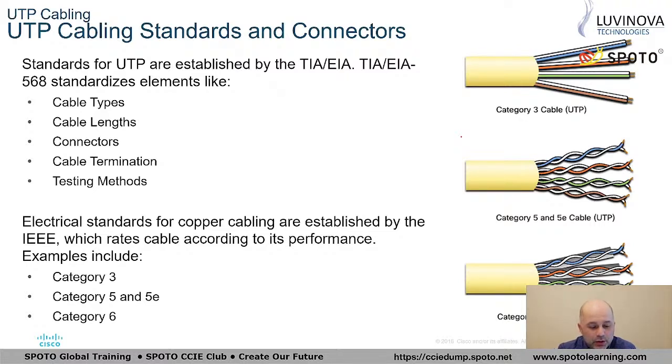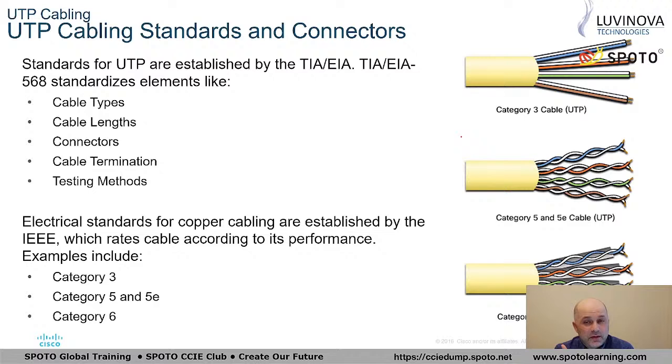So standards for UTP are established by an organization, and there are standards for cable types, cable lengths, connectors, cable termination, and testing methods. Every UTP cable has a category. The higher the category, the more beneficial the cable. The lower the category, the less beneficial the cable.